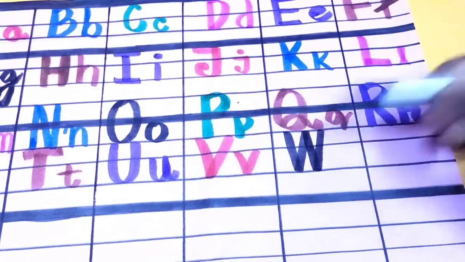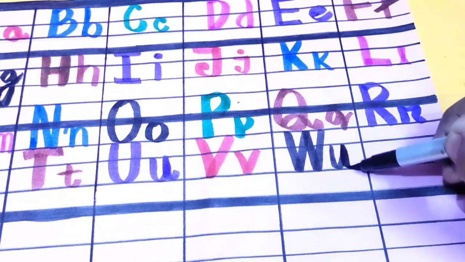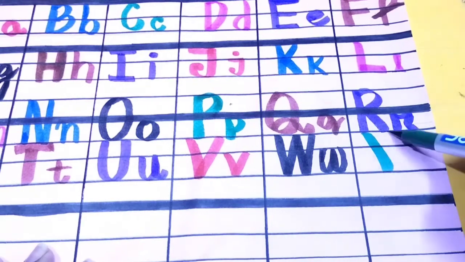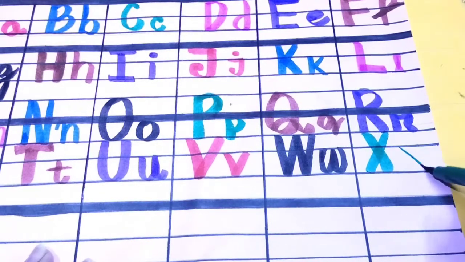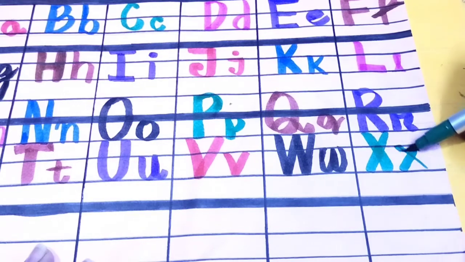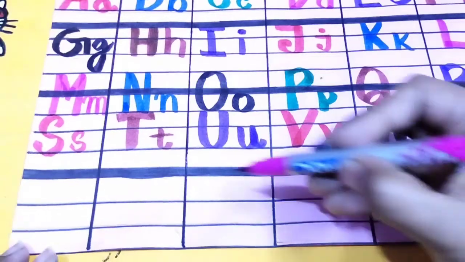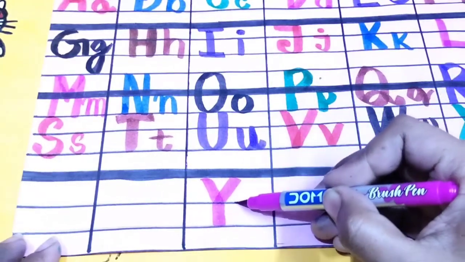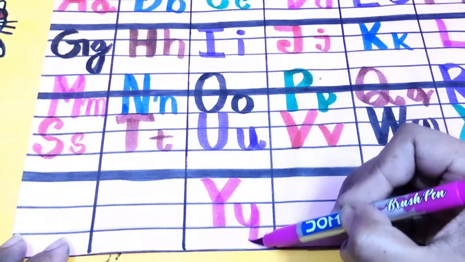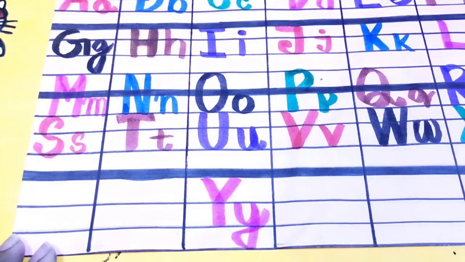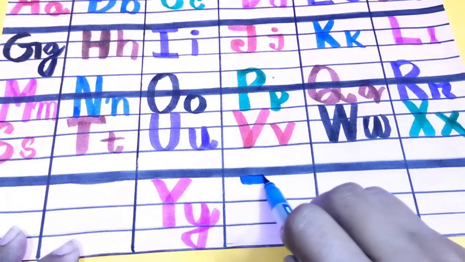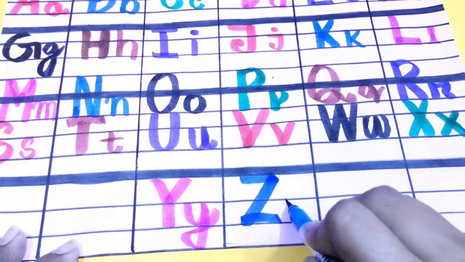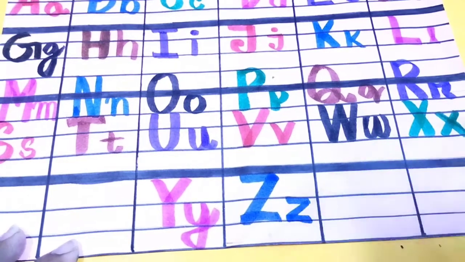Capital W for well. Small w for watch. Capital X for xylophone. And small x for Xmas tree. Capital Y for yak. Small y for yolk. Capital Z for zebra. Small z for zipper.